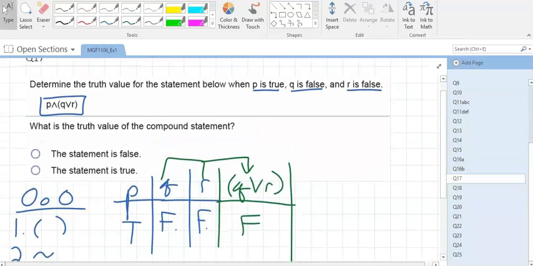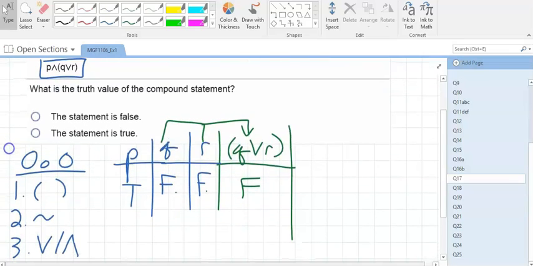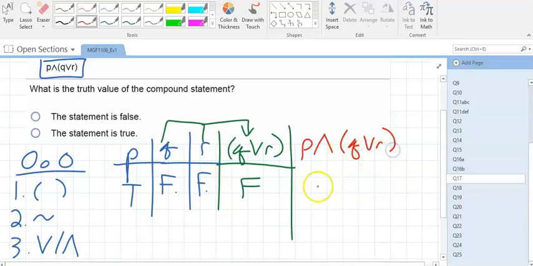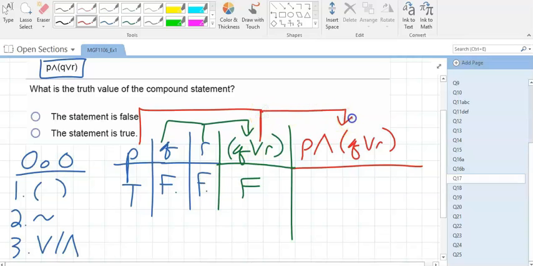So now we work on the outsiders again. So on the outside here, do I have any negations? No. Do I have ands and ors? Yes. So this time I got to take care of the and. So we got P and Q or R. So this time we're looking at the P column and the or column, and that will help us get that answer.